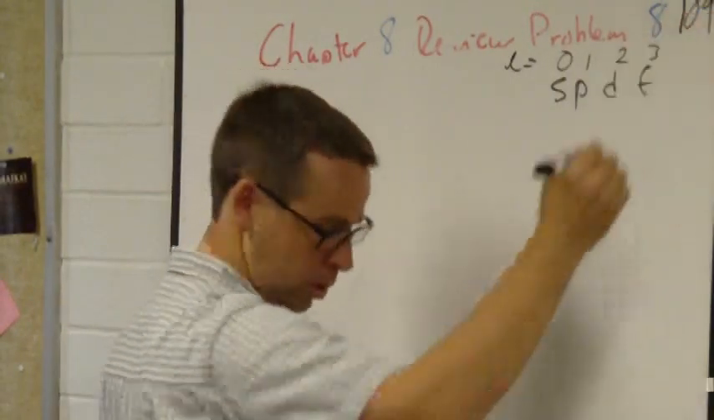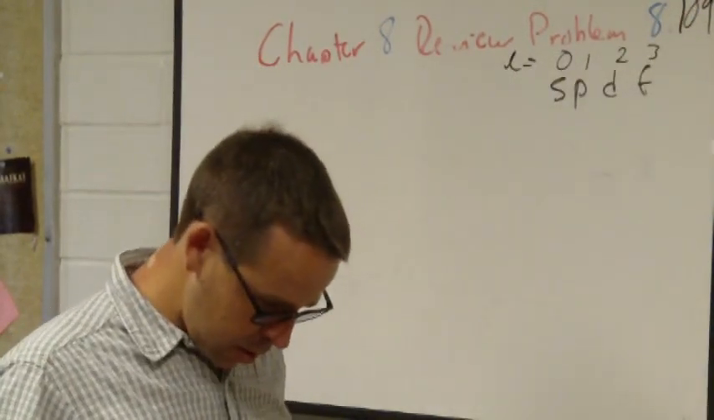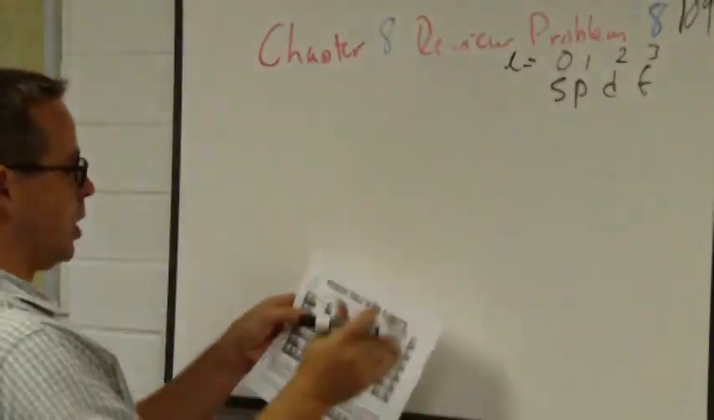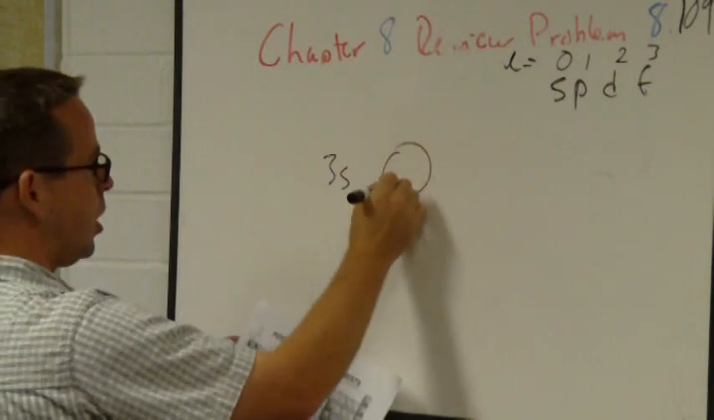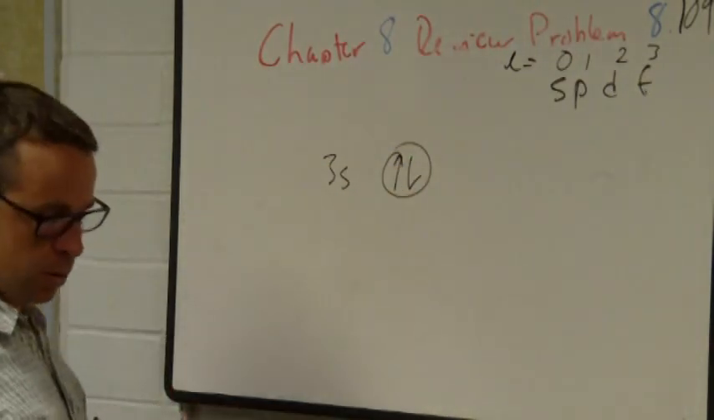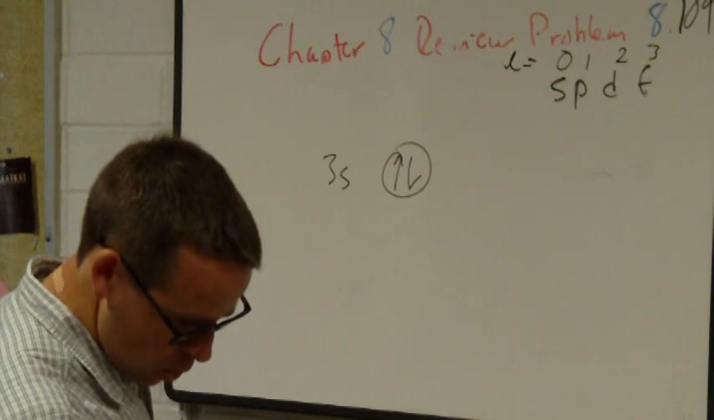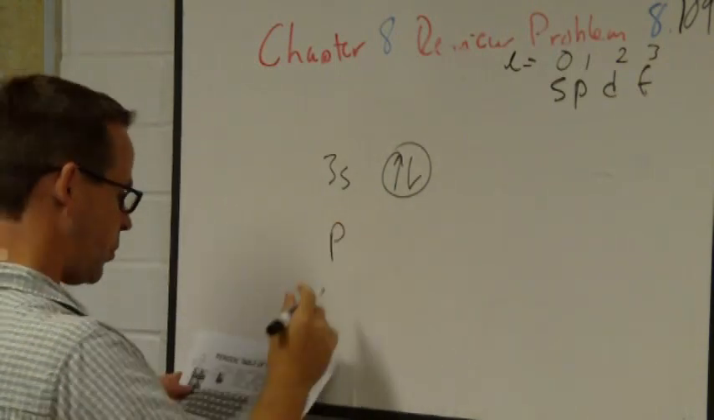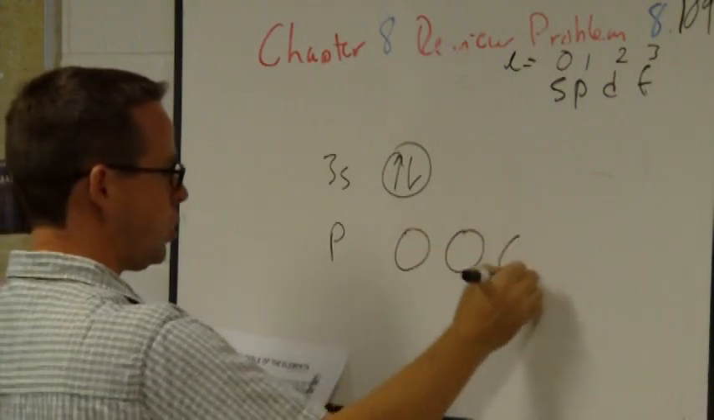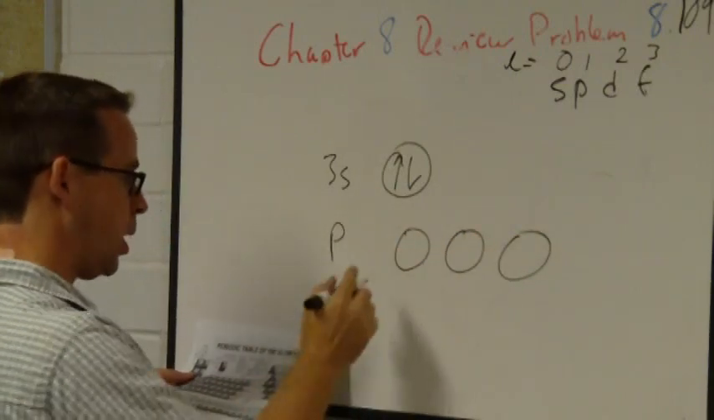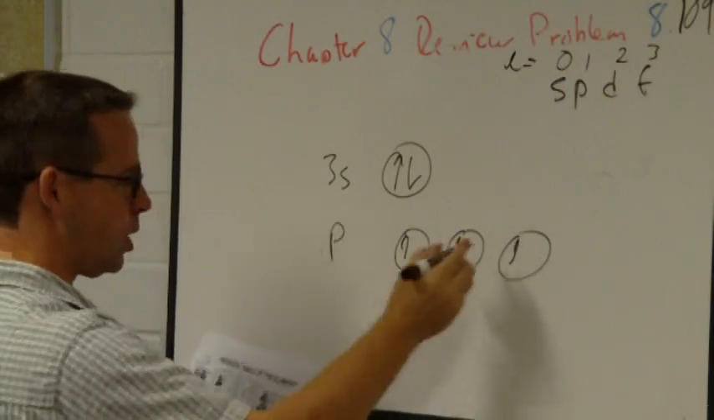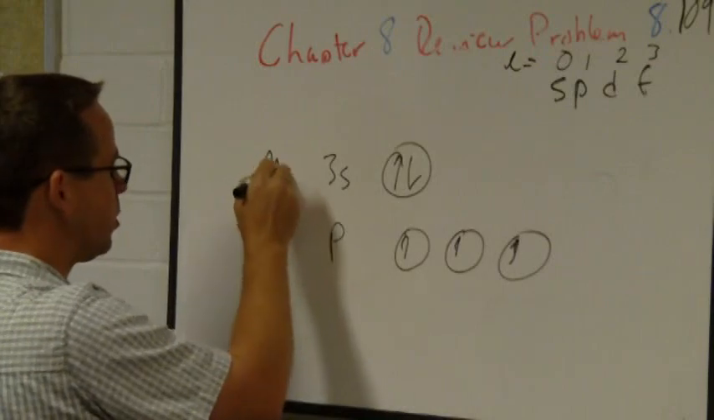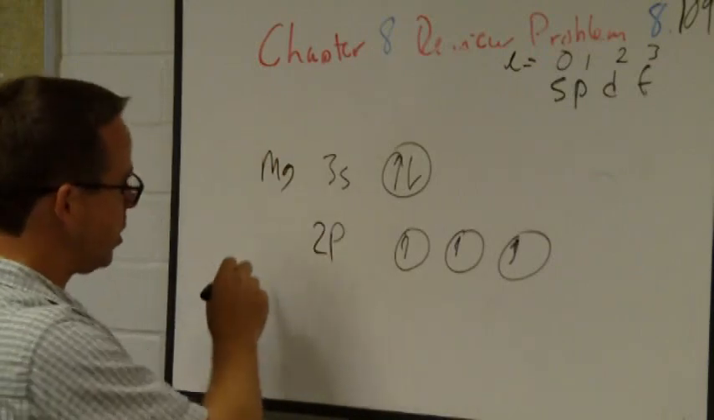109. How many unpaired electrons will be found in the ground state of magnesium? Well, we see magnesium is filling the 3s orbital, and there's one electron up and one down, so there are no unpaired electrons in magnesium. Phosphorus, we see we're filling the 3p orbital, and we have 3 electrons there, so we have 3 unpaired electrons. This is the 3s for magnesium. This is the 3p for phosphorus.